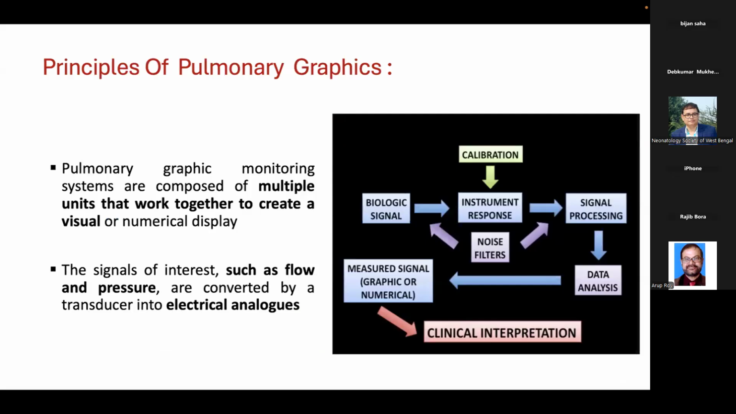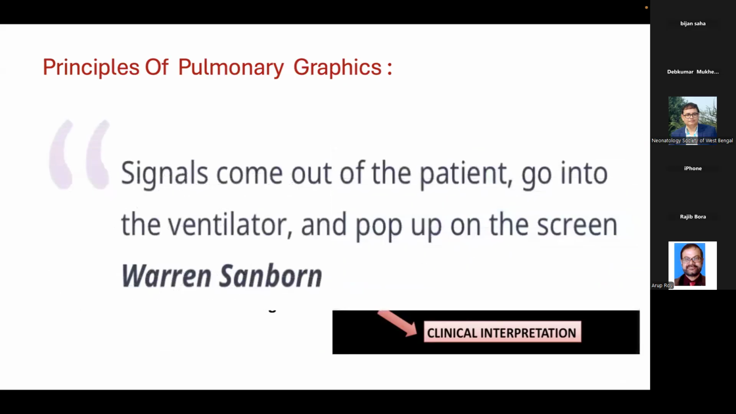So what are the principles of pulmonary graphics? There is a lot of engineering that goes into it, and we must be thankful to our engineer friends who have developed the software for which we are able to see it so easily. We'll not be going into the intricacies of how these graphics come. Basically, the signals come out from the patient, then are received by the ventilator, and then we get to see it on the screen. This is pulmonary graphics.